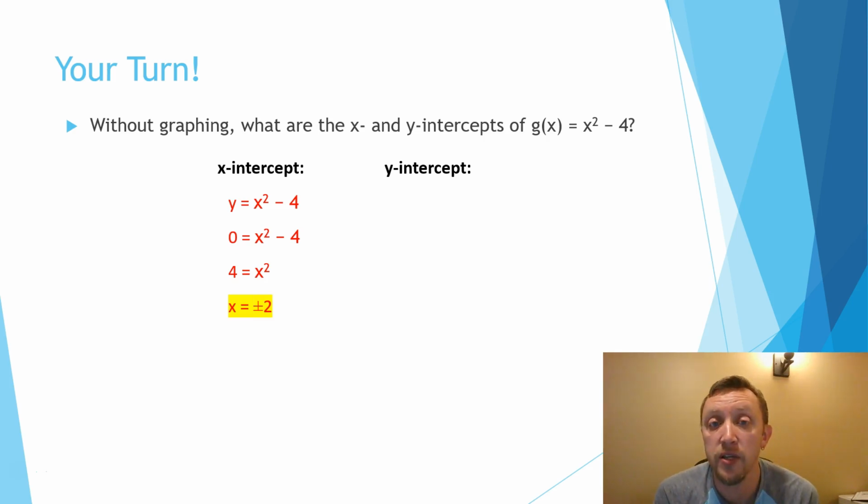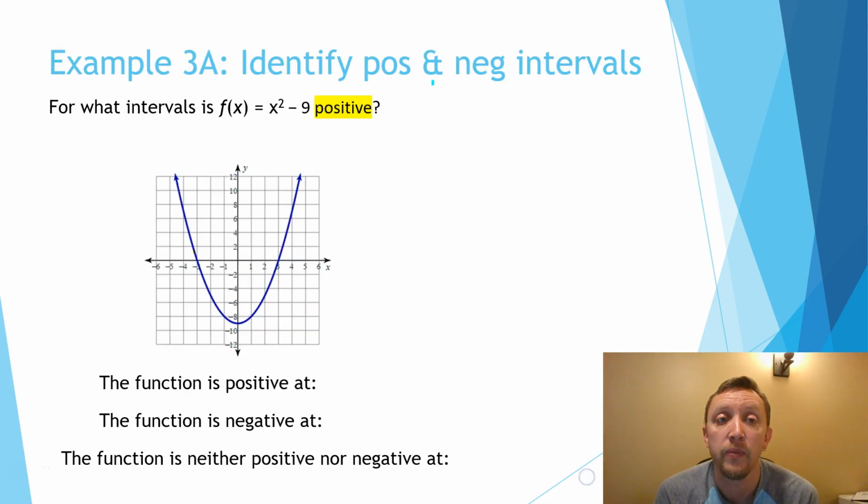All right, let's try the y-intercept. The y-intercept's a little easier. Again, using the equation y equals x squared minus 4, we're going to put 0 in for x this time. And when you square 0, you just get 0, so we get our answer of negative 4. So our y-intercept would be negative 4. All right, let's try another example.